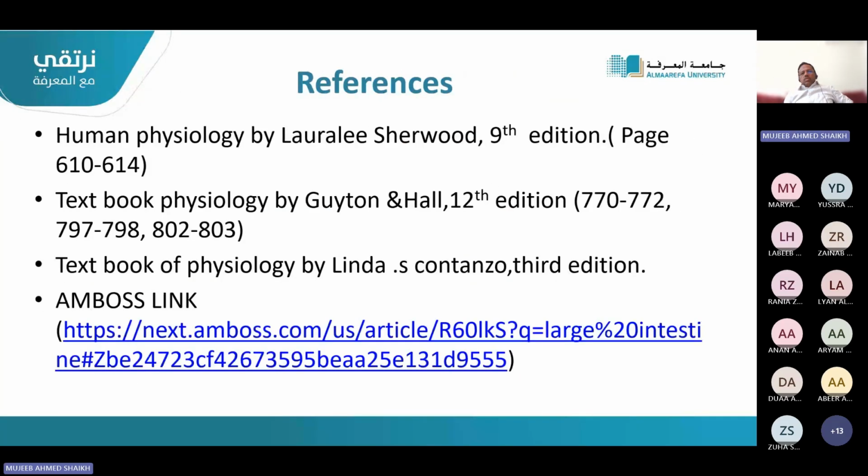Okay, this is all about today's lecture number 1, that is, the large intestine.